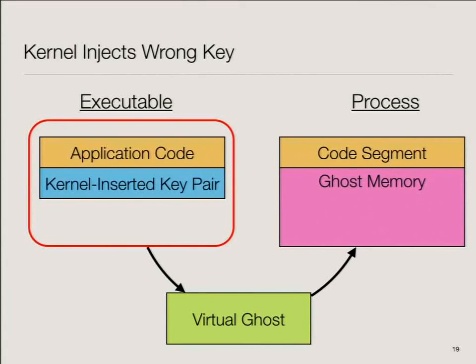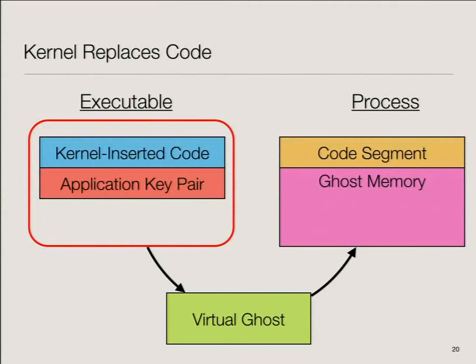The first thing it can do, it can simply say, well, I like the code, but I don't like that encryption key because I don't know what it is. So what I'm going to do is I'm simply going to replace it with my own public-private key pair. So when this application goes and encrypts data, I know what key it's using.